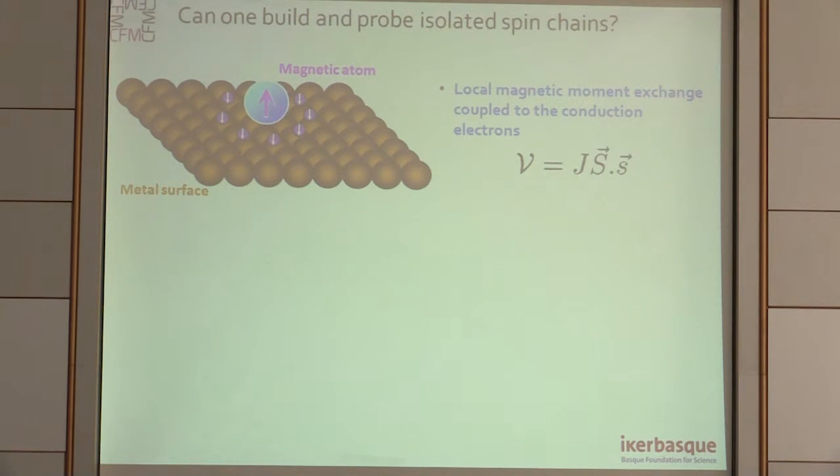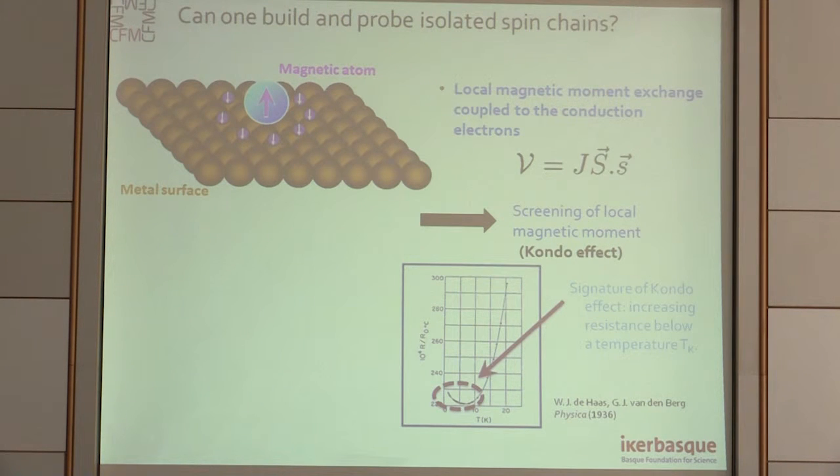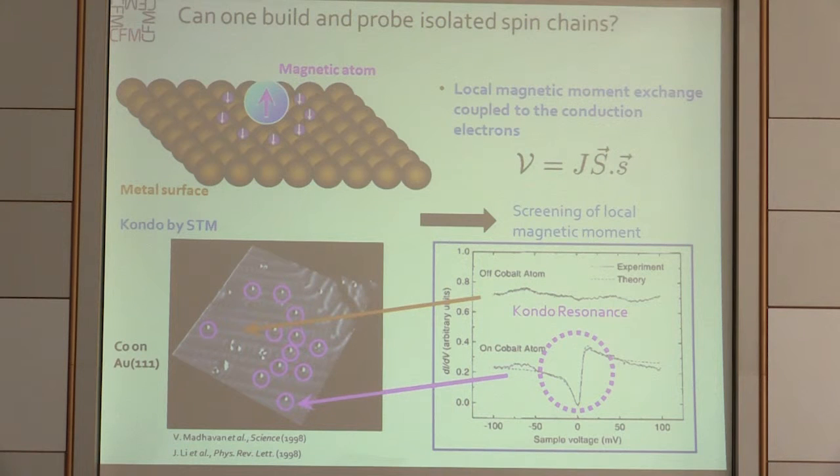But this introduces a problem, because the coupling between the magnetic atoms and the spins of the conduction electrons, this Kondo exchange coupling, produces the screening of the local magnetic moment, and thus the so-called Kondo effect. This Kondo effect, which appears as an increased resistance as we lower the temperature in the system, has been observed also, as we have seen these days, using STM.